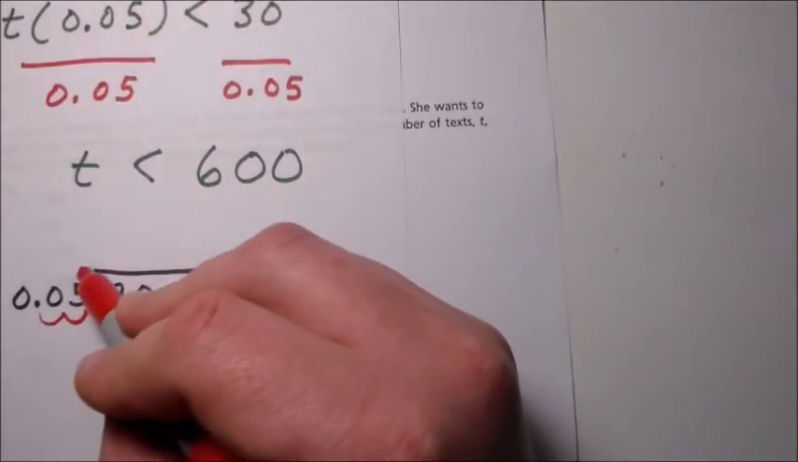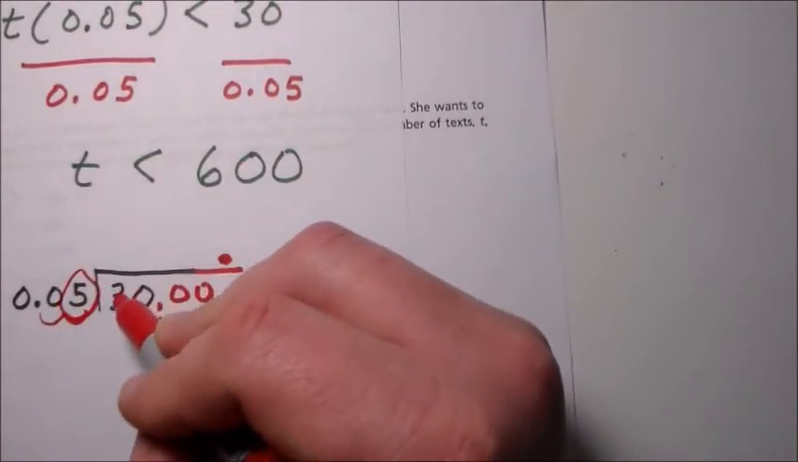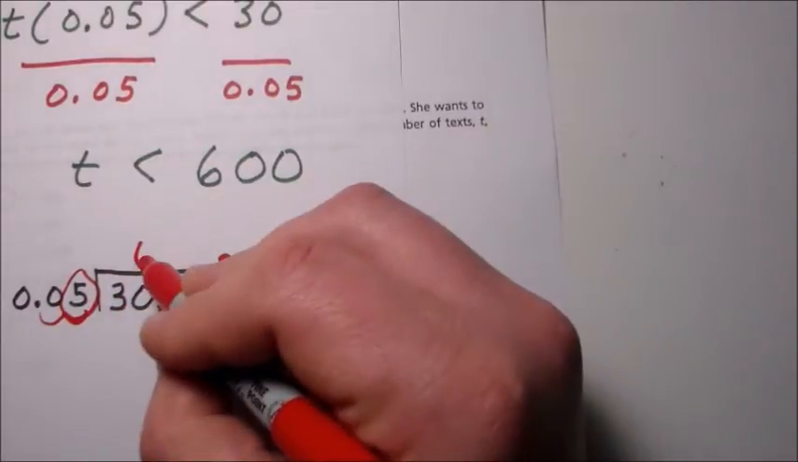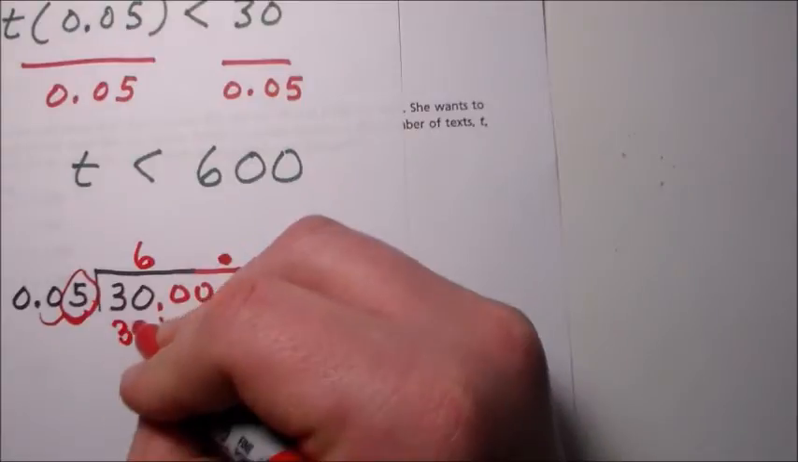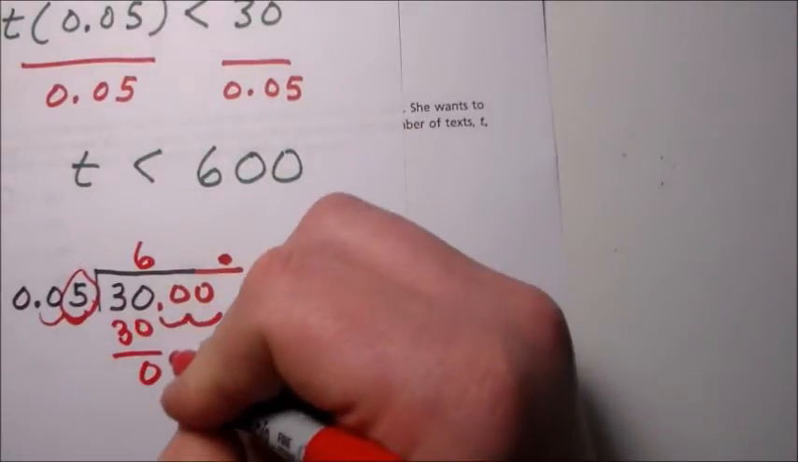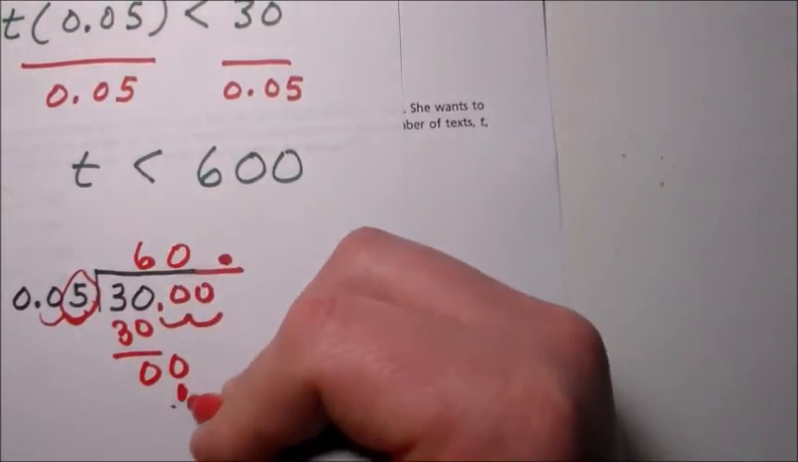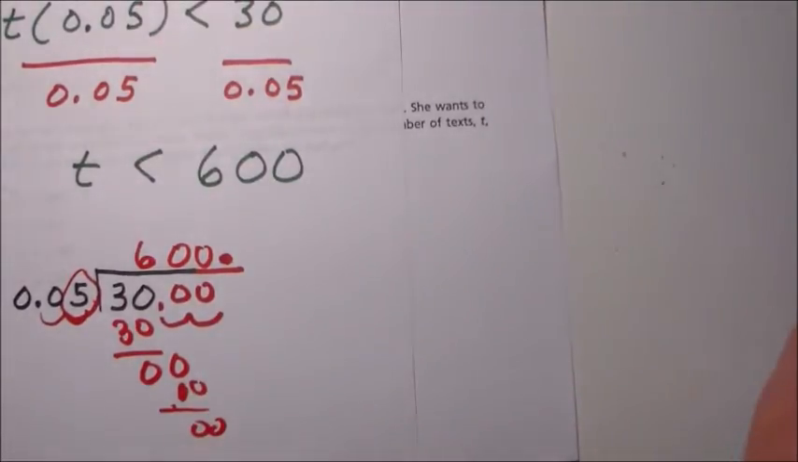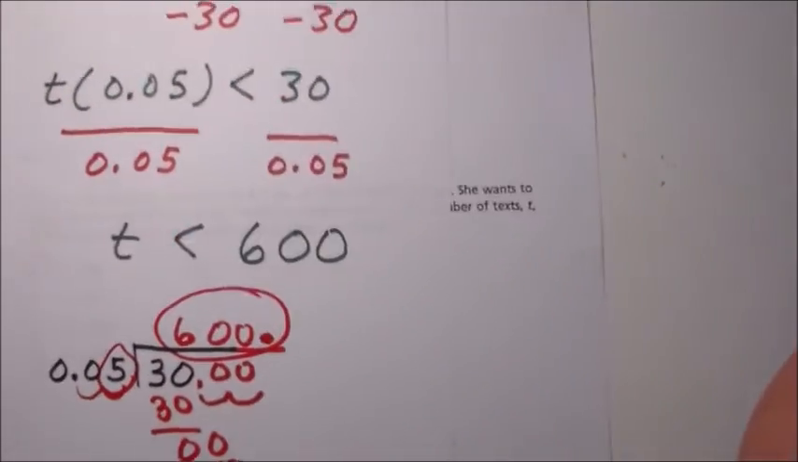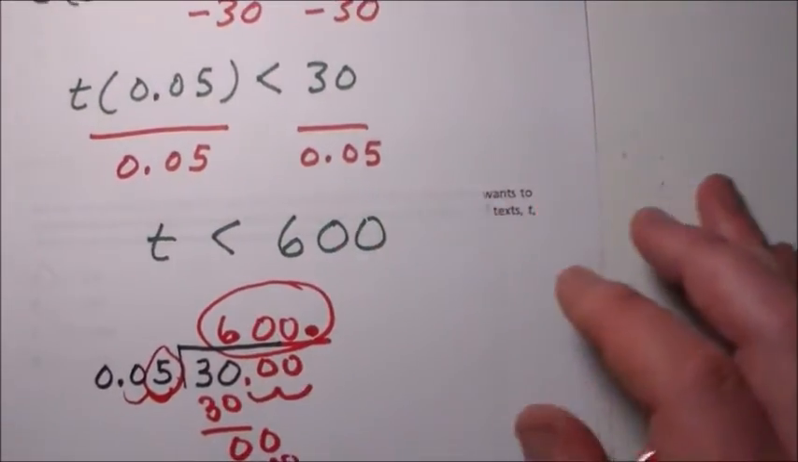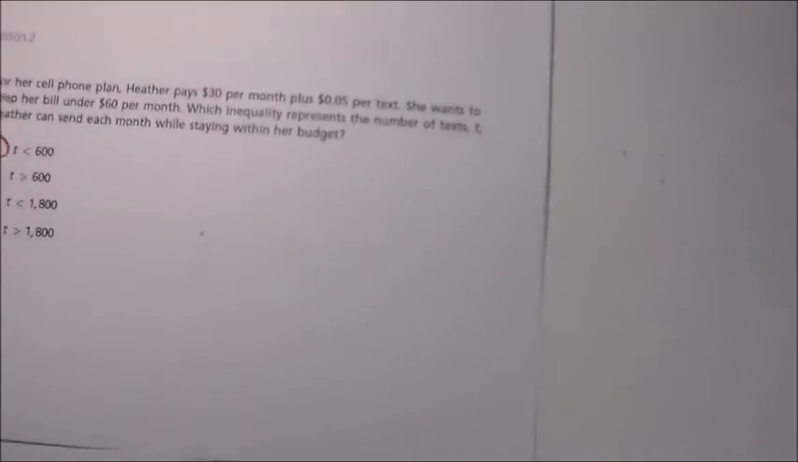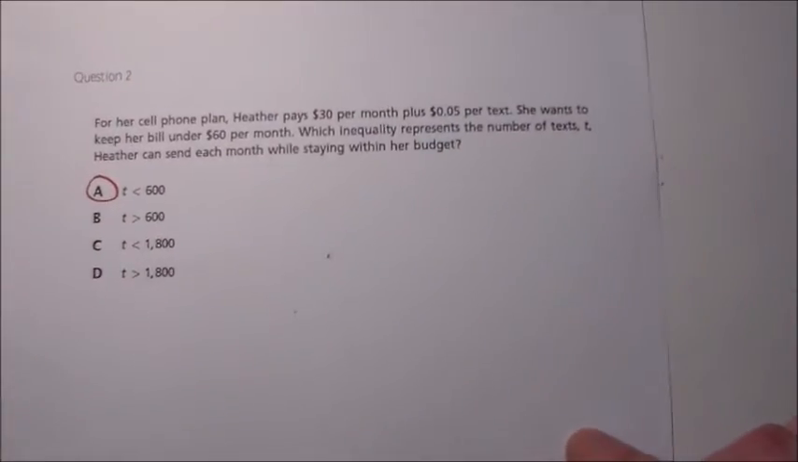And then we have, how many times does this 5 go into 3? 0 times, but it goes into 30 6 times. And 6 times 5 is 30. 0. Bring down the 0. You can just add the zeros in, or you can actually pull them out and do 0, 0, 0 if you want. And your answer is 600. So T is less than 600. So Heather has to send less than 600 texts for her phone bill to be under $60 per month.